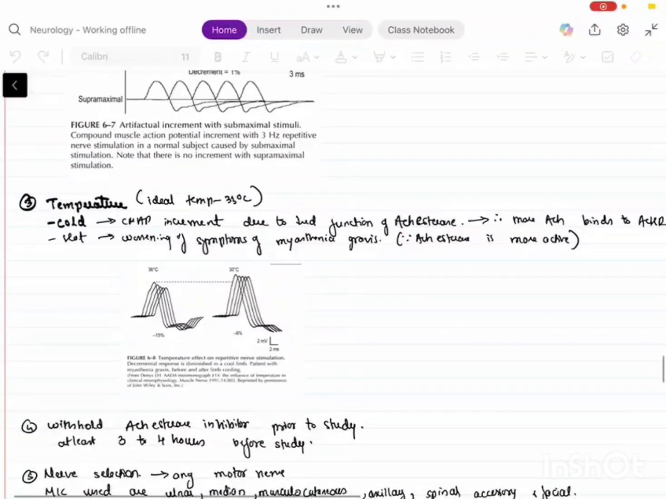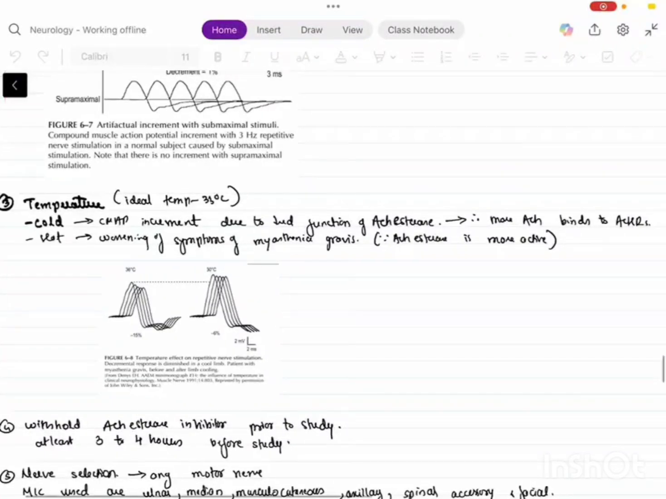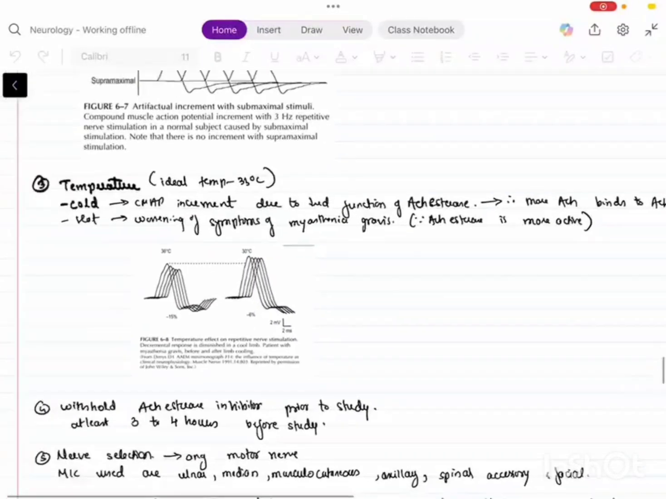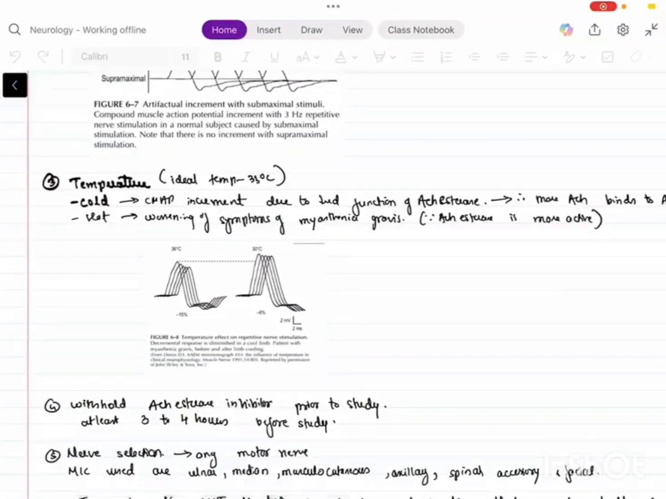Then temperature. Ideal temperature is 33 degrees Celsius. In cases of cold, CMAP increment occurs due to decreased function of the acetylcholinesterase, that is more acetylcholine binds to the AChR. And in the hot, there is worsening of the symptoms of myasthenia gravis, as the acetylcholinesterase is more active.